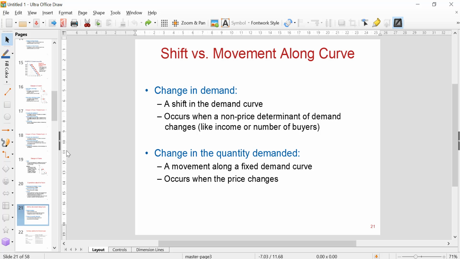So when we say change in demand, it's basically a shift in the demand curve, and this is usually triggered by changes in the non-price determinants of demand, like income, number of buyers, expectations, tastes, and so on, yeah. Now change in the quantity demanded refers to movements along the demand curve. So the demand curve doesn't shift here. We're just moving along the demand curve up and down as the price changes, yeah. So this happens only when the price changes. So two things: change in demand and change in quantity demanded are different things.